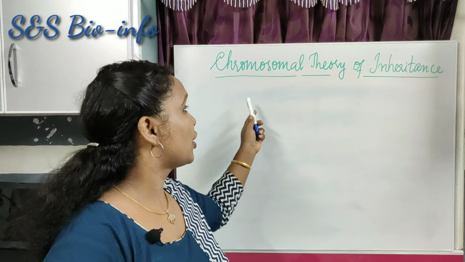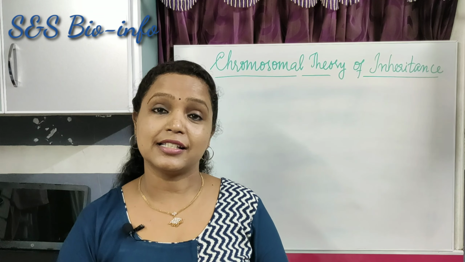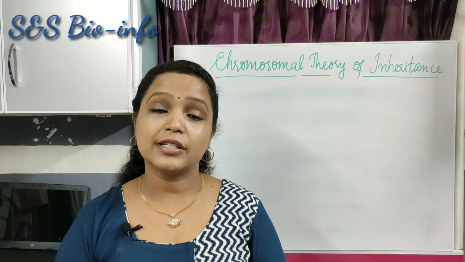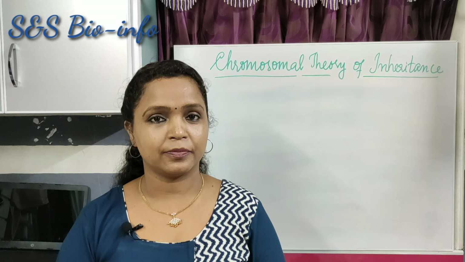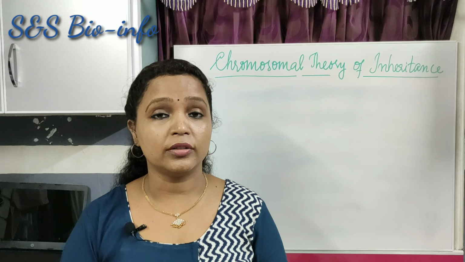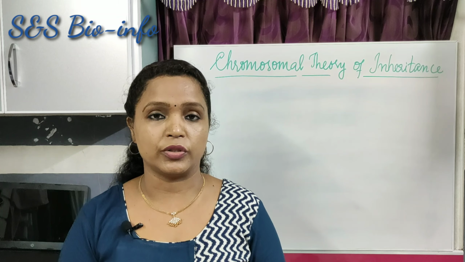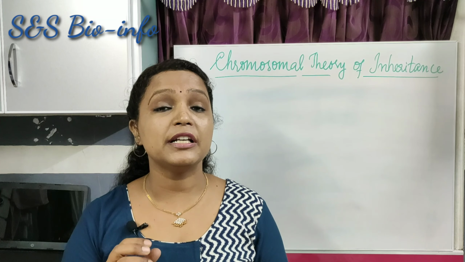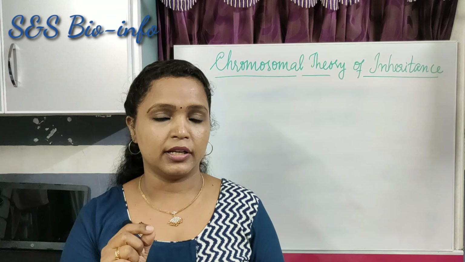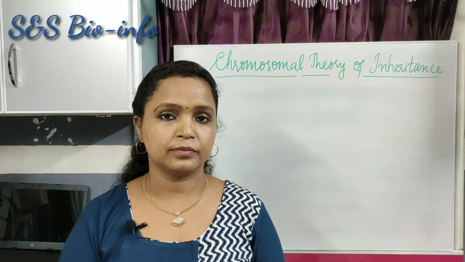Today's topic is chromosomal theory of inheritance. Gregor Mendel conducted several hybridization experiments on garden pea or Pisum sativum to study the inheritance of genes. He conducted monohybrid crosses, dihybrid crosses and so on, and finally he made observations based on those crosses. Then he proposed the principles of inheritance. Those are the law of dominance, the law of segregation and the law of independent assortment.